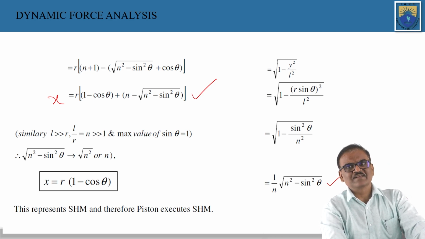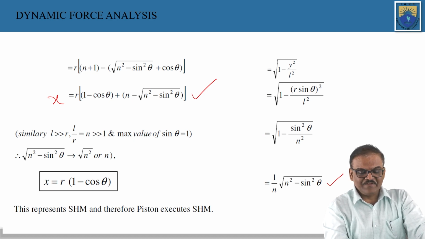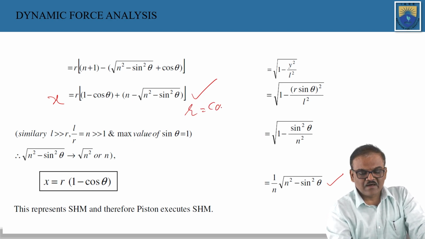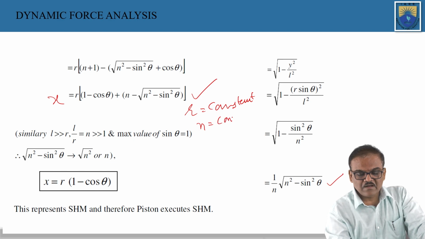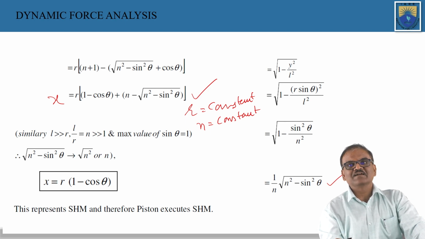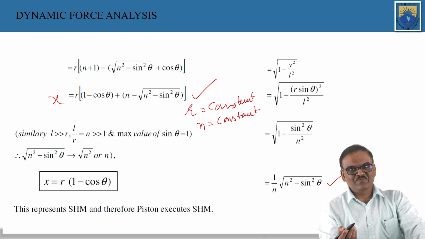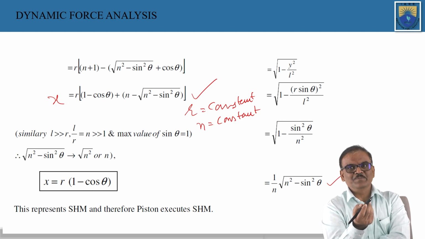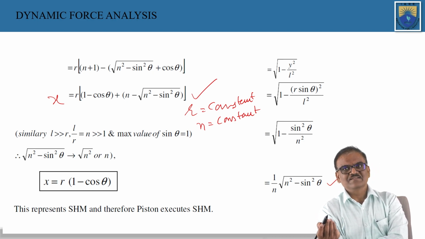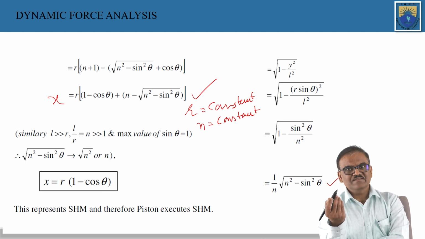Here, what we have to understand is that the displacement is exclusively dependent on theta. The reason is that r is constant and n is constant, but it is dependent only on the inclination of the crank with respect to the line of action or the axis line. Therefore, we say that x is dependent purely on theta, the displacement of the crank, because the radius and L by R are constant.